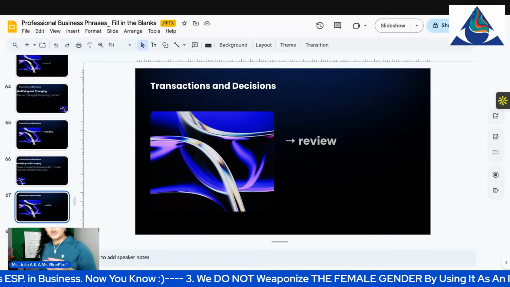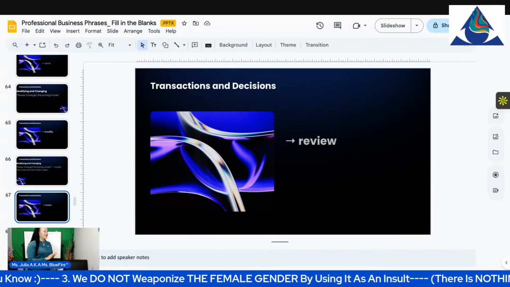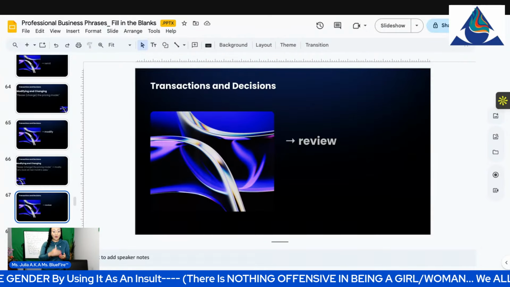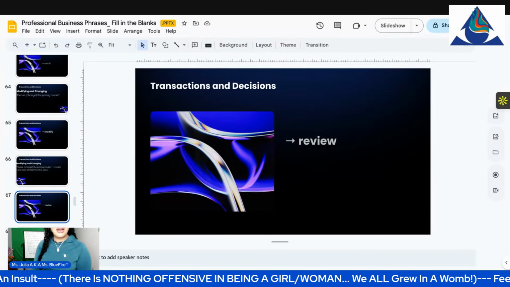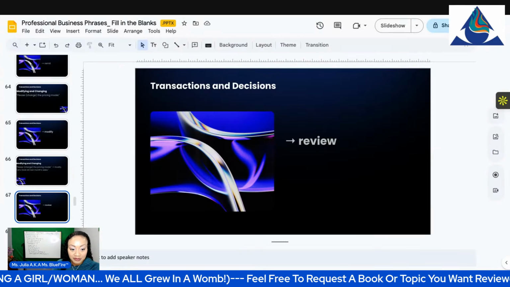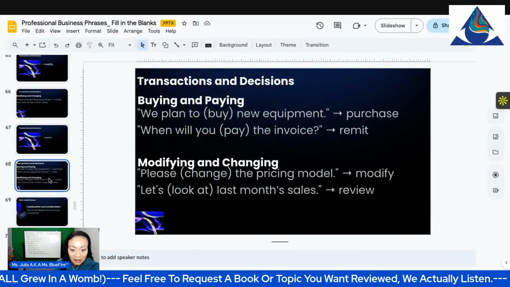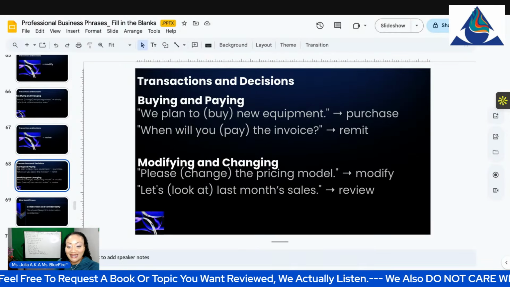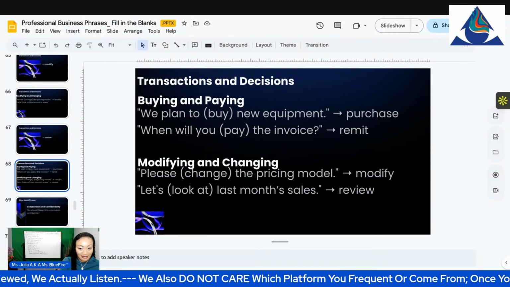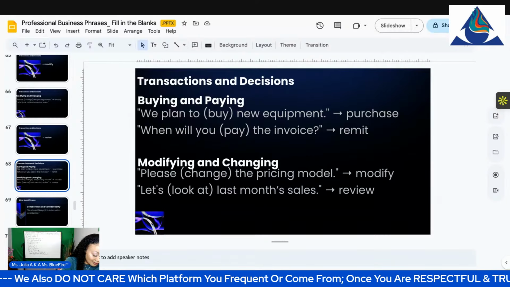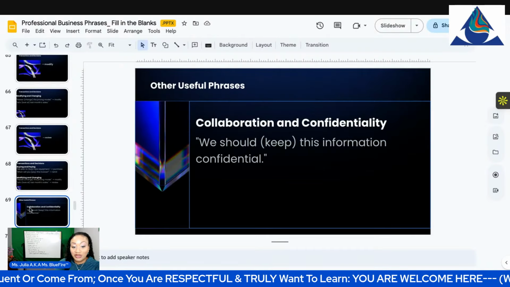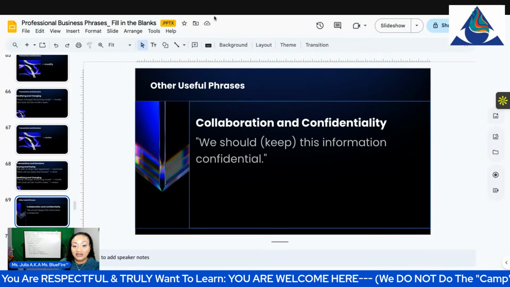But why is review good? Because review means we'll look at it again, but with understanding. We'll actually go back over it and have a clear understanding of it. So it's a better action word. Okay? Good. So please change the pricing model. Please modify. Let's look at last month's sales. Let's review.